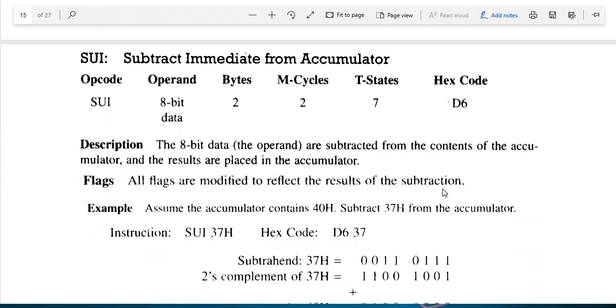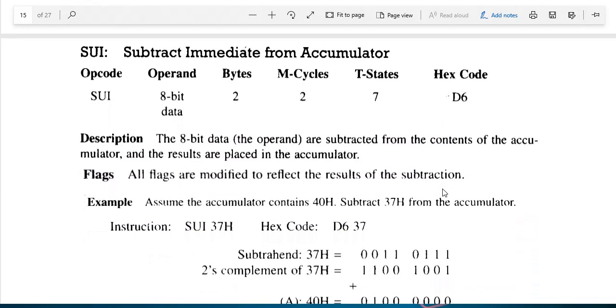Now, if we want to subtract immediate data, that is SUI 8-bit data. For example, if I write SUI 24, what does it mean? It means A minus 24, and the result goes to the accumulator. Again, first of all, the number 24 will be converted to its 2's complement, and this 2's complement will then be added to the accumulator, and the result will be stored in the accumulator.